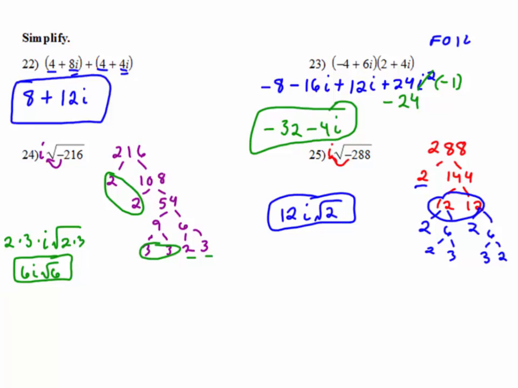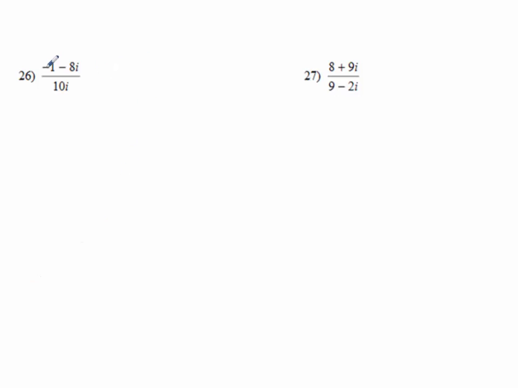All right, 26. All we're trying to do here is get the i off the bottom. And so to do that, I just need to times the top and the bottom by i. So on top, that means distributing negative 1i minus 8i squared. On the bottom, that just gives us 10i squared. And then we take our i squareds and change them to negative 1s.